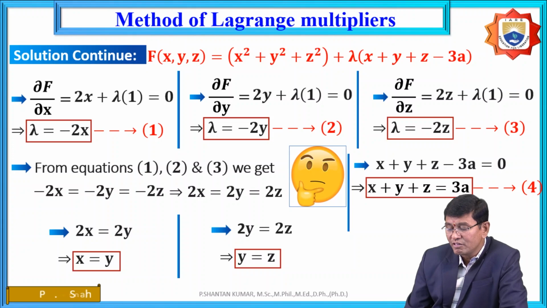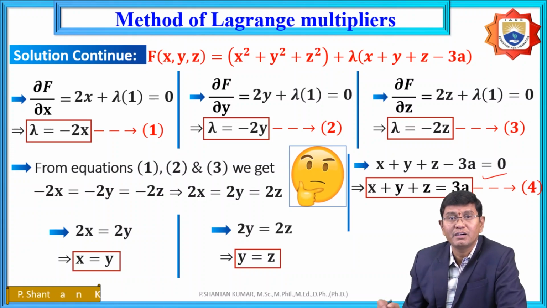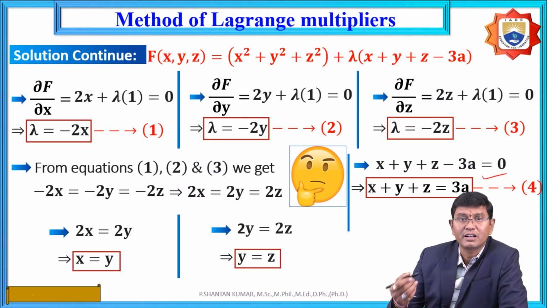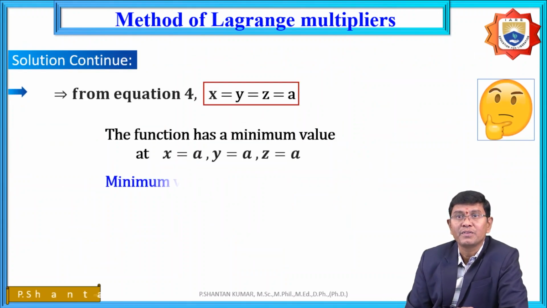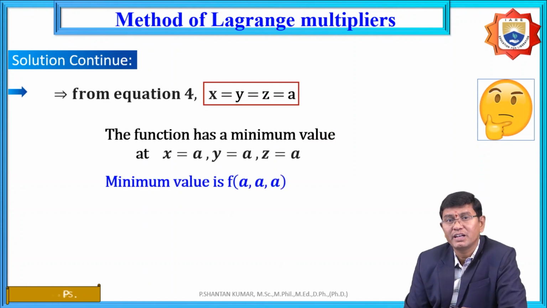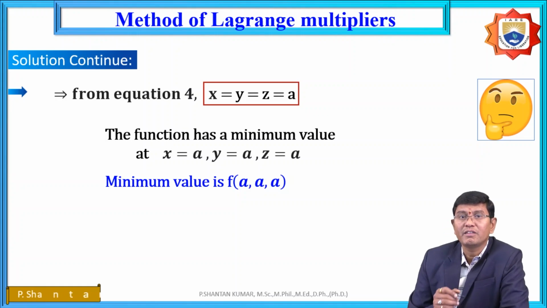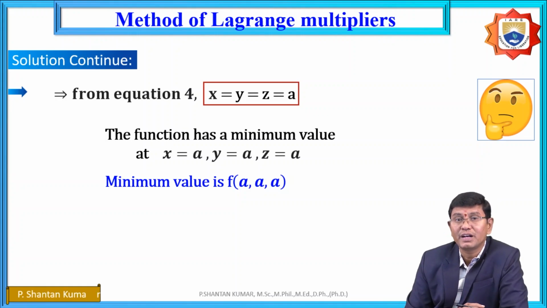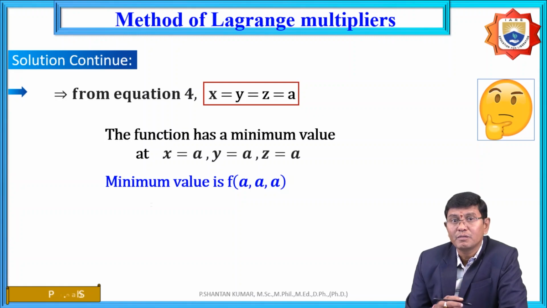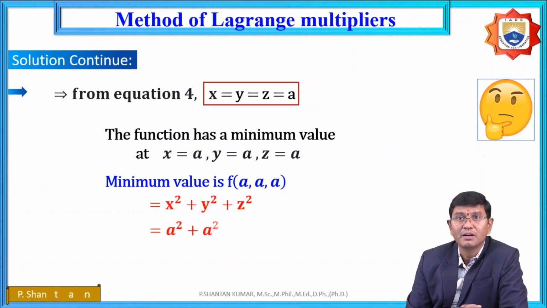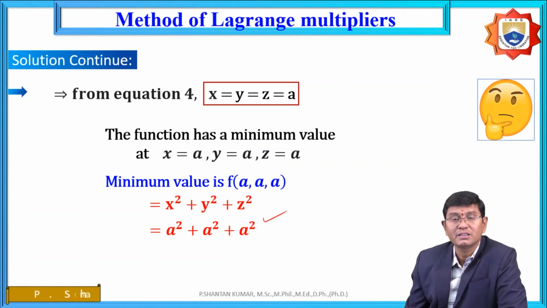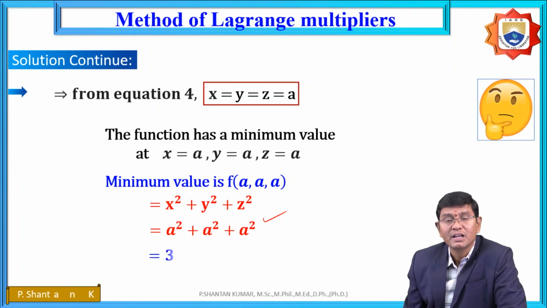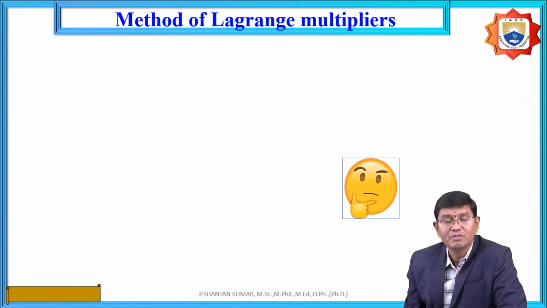Whatever we obtain in the fourth equation, we need to reduce it into x or y or z, and find the values of x, y, z. Therefore, by replacement along with the fourth equation, we obtain clearly x = a, y = a, and z = a. Those values we replace in what they are asking to find, that is x² + y² + z² as a minimum value. Therefore a² + a² + a², so the solution is 3a² as the minimum value of the given function.